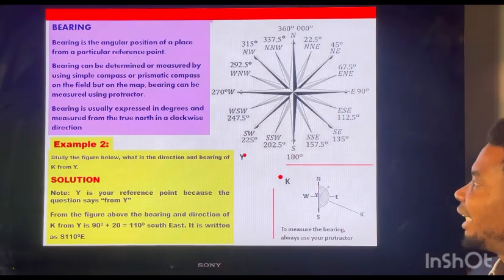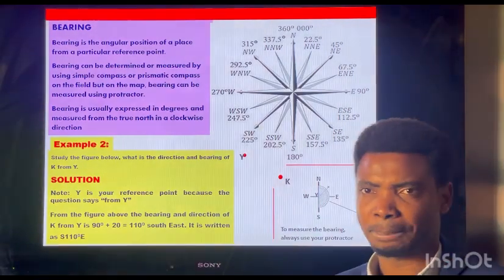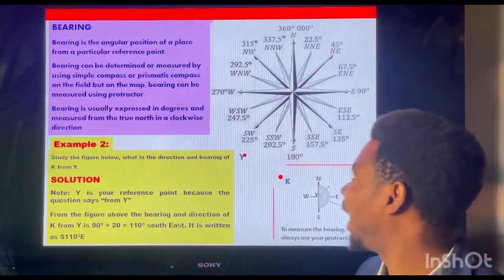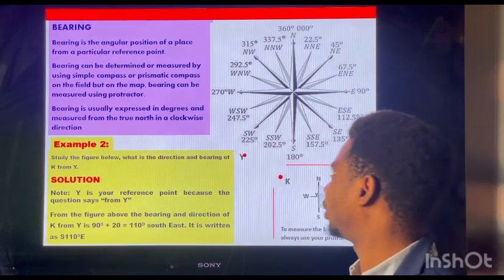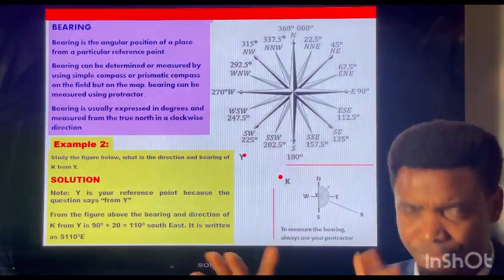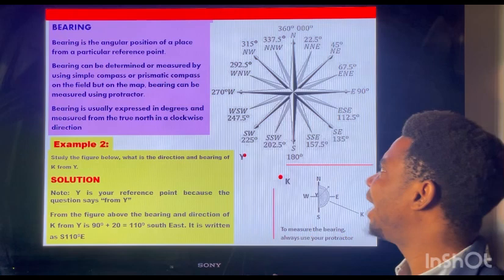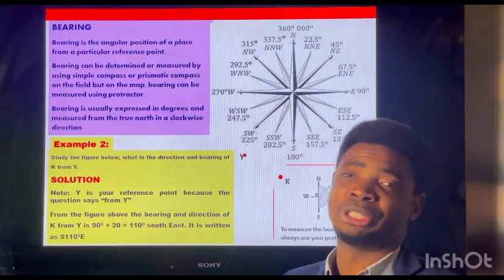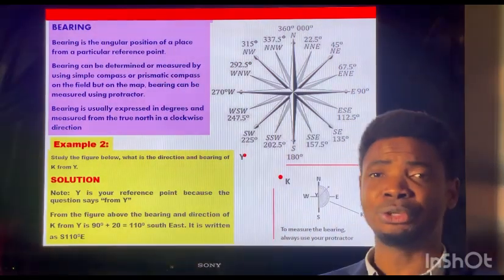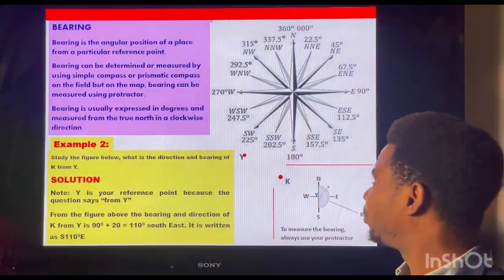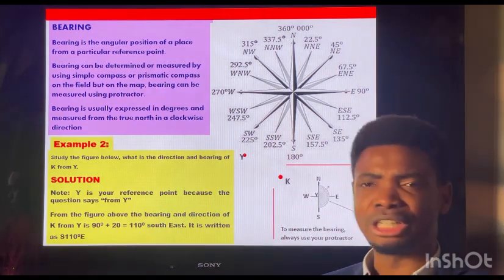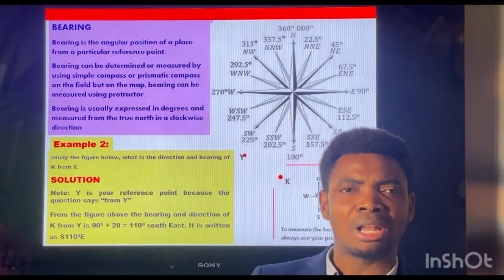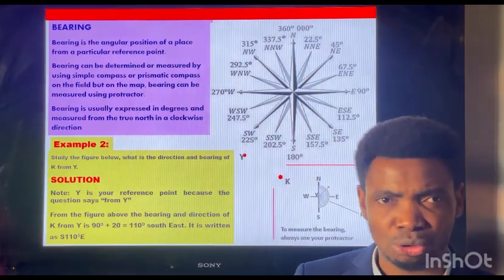Okay, then let's talk about bearing. When we talk about bearing, we are talking about the angular distance or angular position of a place from a particular reference point. Now, bearing can be determined or measured using a compass or a prismatic compass when you are on the field. But on a map, bearing can be measured using a protractor, and a protractor is that semicircular instrument in your mathematical set.